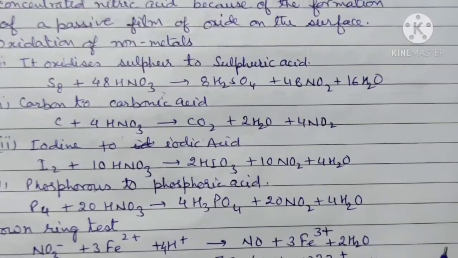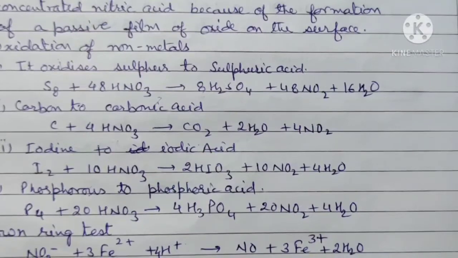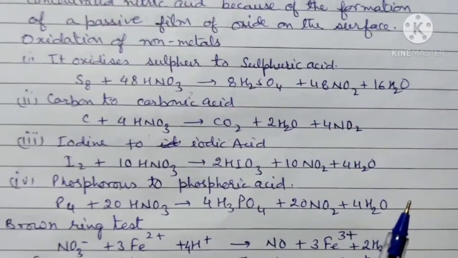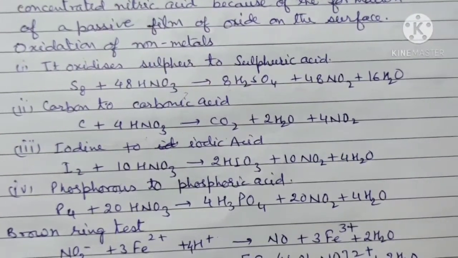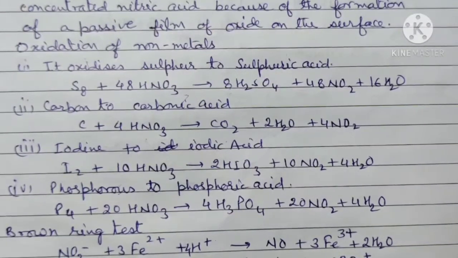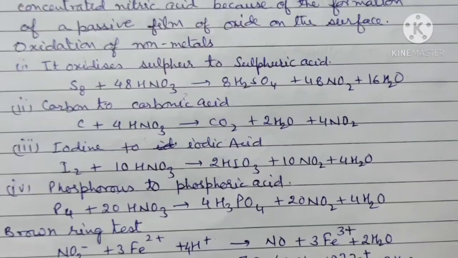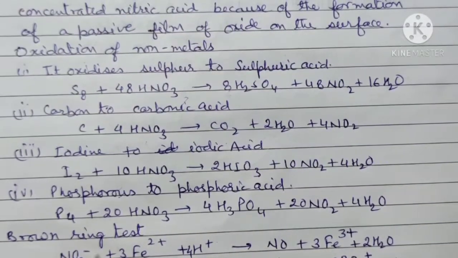Now, the one you have done, the ring test for the nitrate ion. When we do the ring test for the nitrate ion, a brown ring is formed when we make a solution of a metal nitrate, any metal nitrate, in water, and then we add ferrous sulfate to it. Then when you add sulfuric acid, you will get a brown ring. So there is a chemical reaction for the formation of the brown ring.